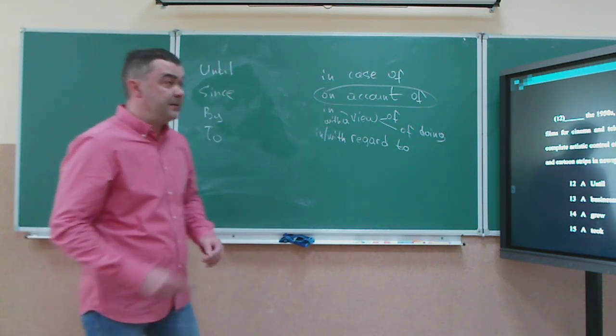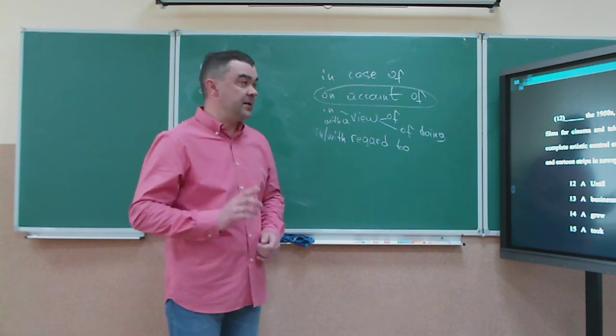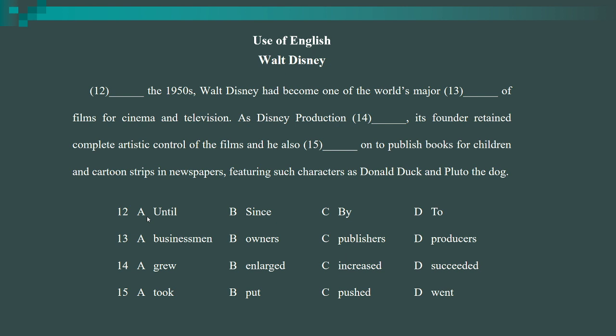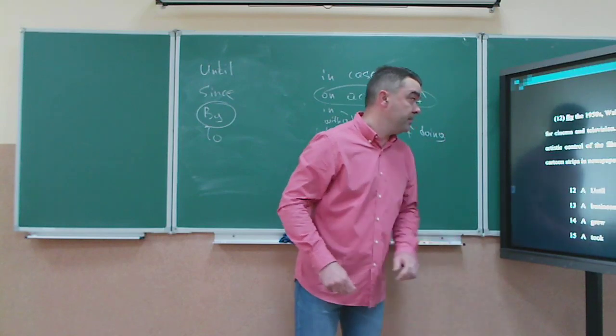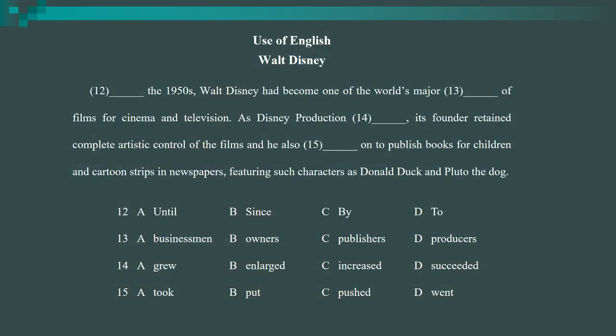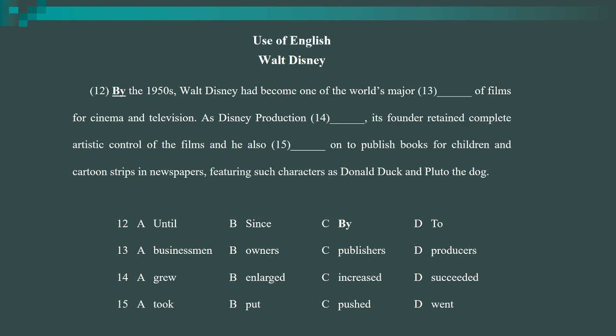And let's have a look again at the text. Here there is one hint in the text. We have the 1950s. Walt Disney had become. Had become is past perfect. If you remember past perfect, I'm sure that you do. So past perfect shows that the action happened before some period of time or before some other action in the past. So it helps us to understand that the action happened before. But before means by. So by the 1950s, Walt Disney had become one of the world's major what? Major businessmen, major owners, one of major publishers or producers.